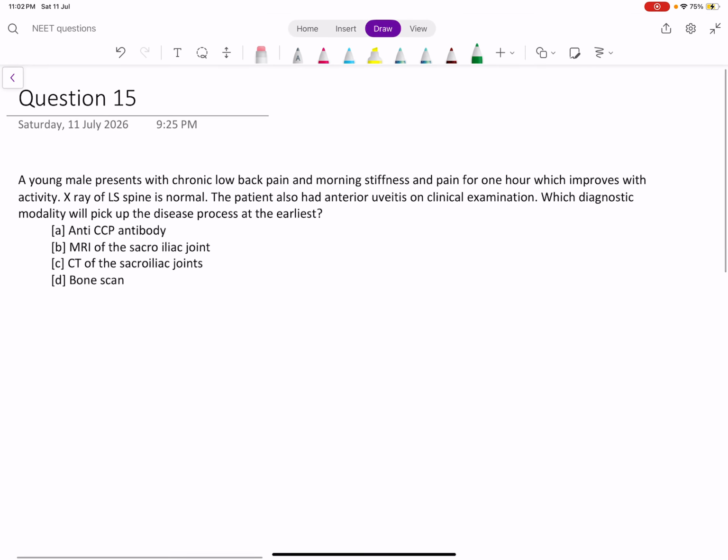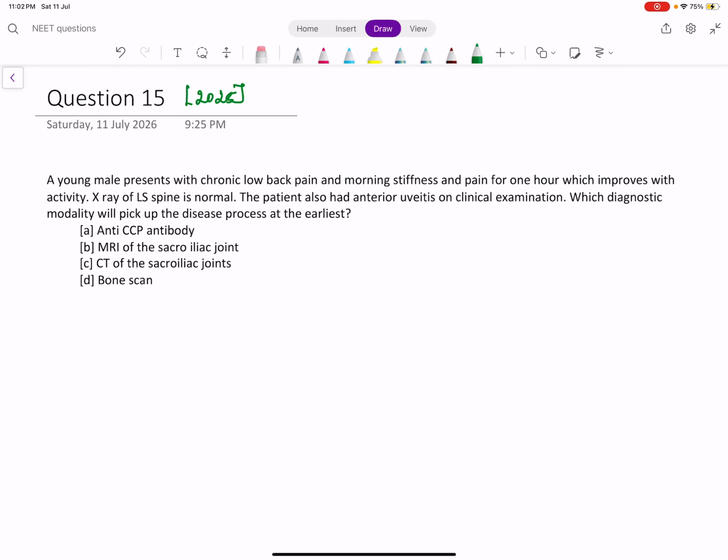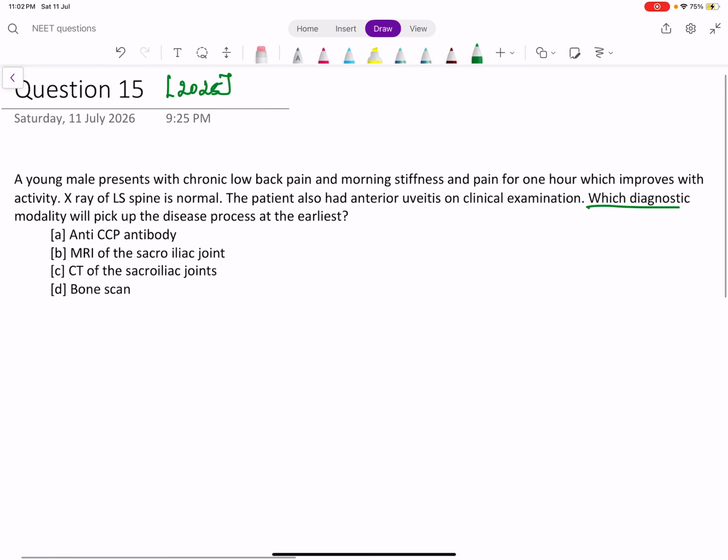Continuing with our previous year NEET question, 2025 PG NEET. This is a rheumatology question, so it's a big question. We'll read from the last line. Which diagnostic modality will pick up the disease process at the earliest? So the earliest investigation of choice, that is the question.